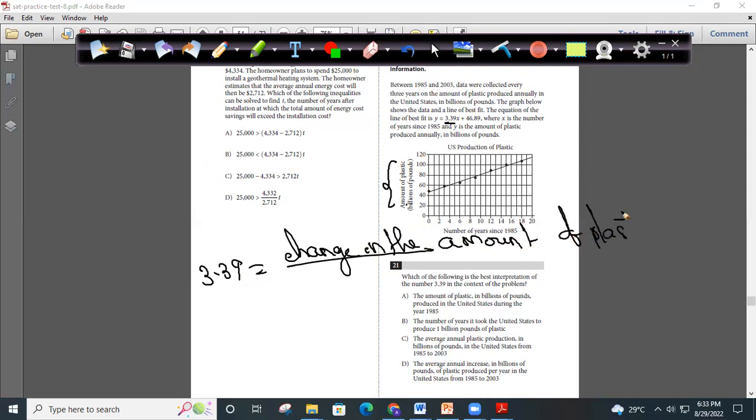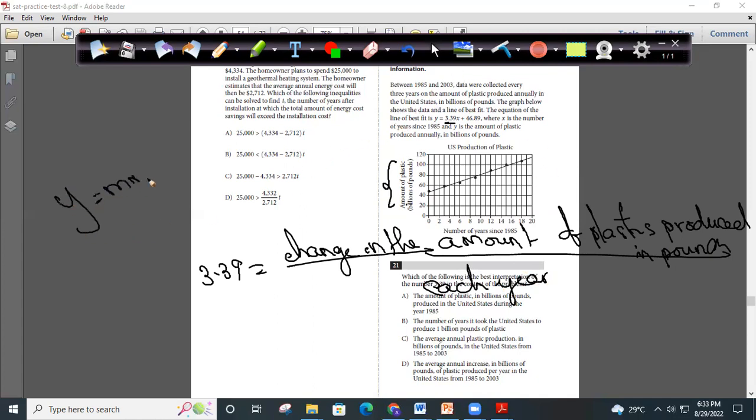Change in the amount of plastic produced in pounds each year. So you need to make one thing. So y is equal to mx plus c. For example, I can write 2x plus 5. I can also write y is equal to minus 3x plus 7, for example.